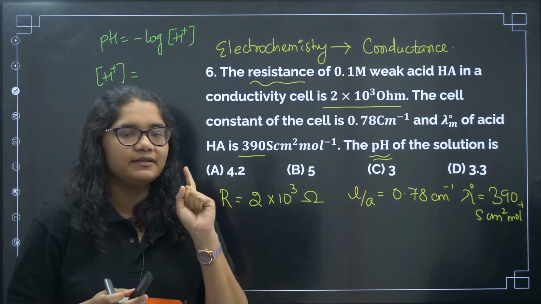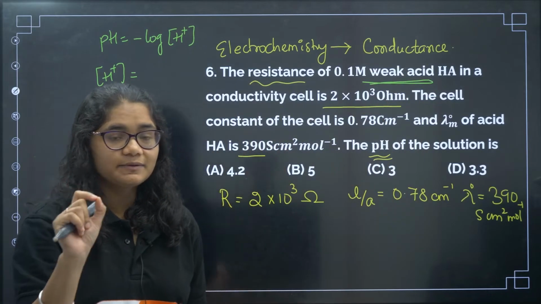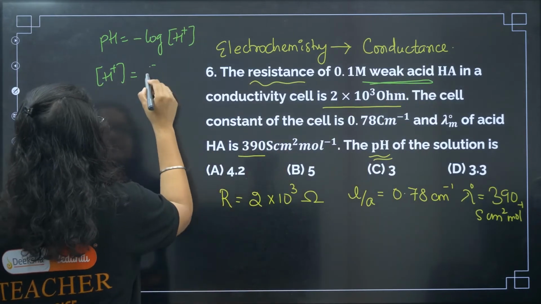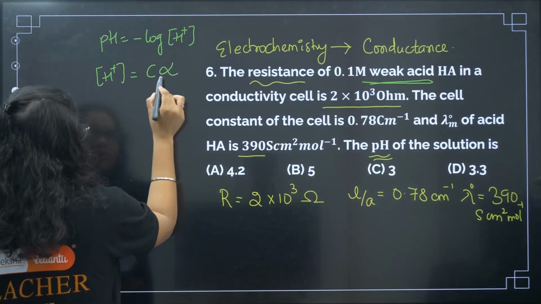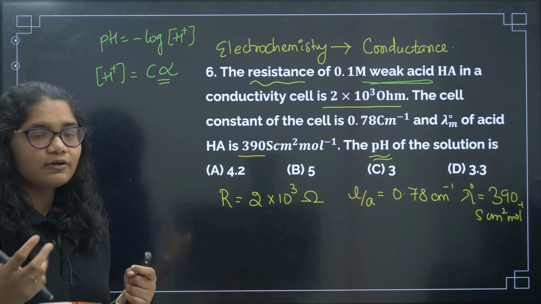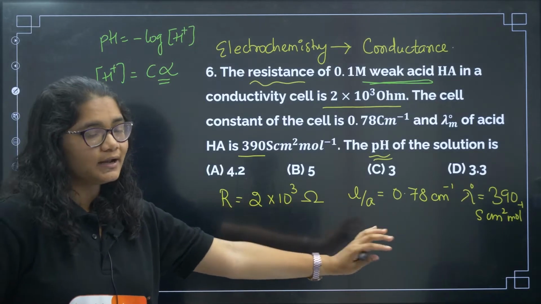For a weak acid, we can see this is a weak acid, right? So for a weak acid, the H plus concentration is C alpha. Okay. Now C alpha, what is this alpha? Alpha is the degree of dissociation. Now how do we calculate the degree of dissociation based on the molar conductivities?